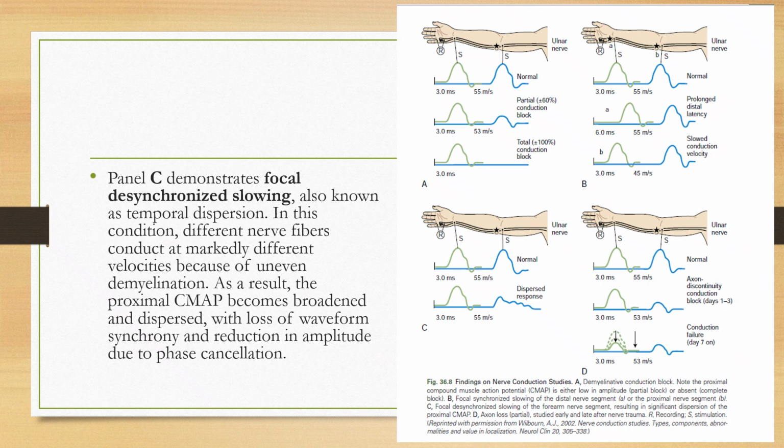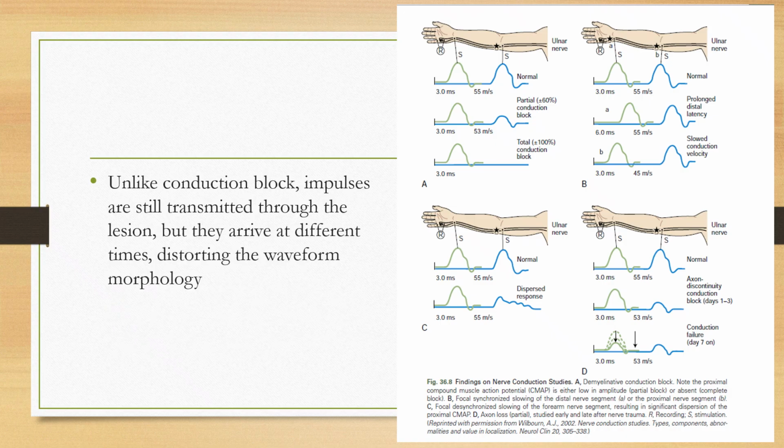Panel C demonstrates focal desynchronized slowing, also known as temporal dispersion. In this condition, different nerve fibers conduct at markedly different velocities because of uneven demyelination. As a result, the proximal CMAP becomes broadened and dispersed, with loss of waveform synchrony and reduction in amplitude due to phase cancellation. Unlike conduction block, impulses are still transmitted through the lesion, but they arrive at different times, distorting the waveform morphology.